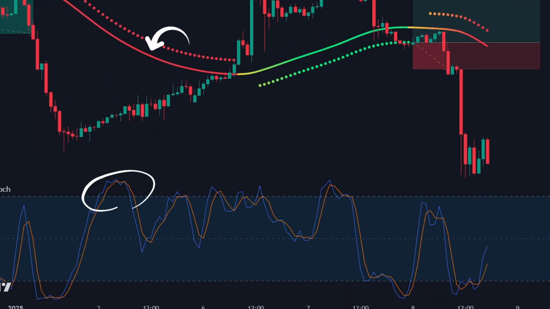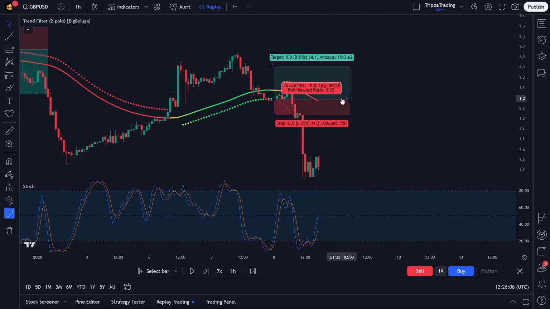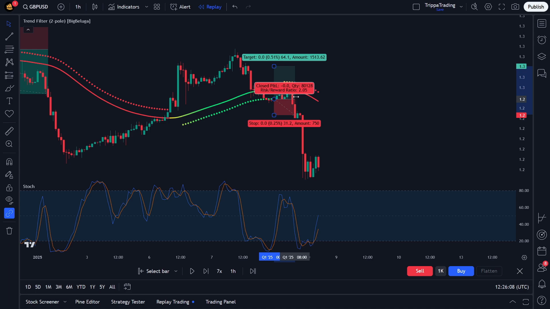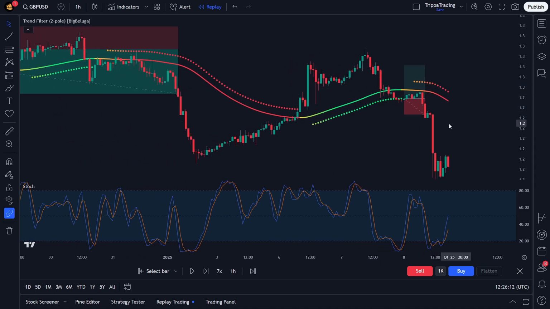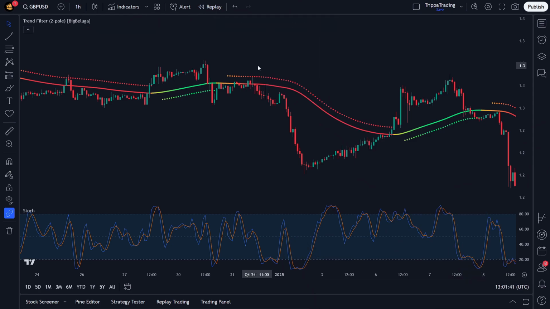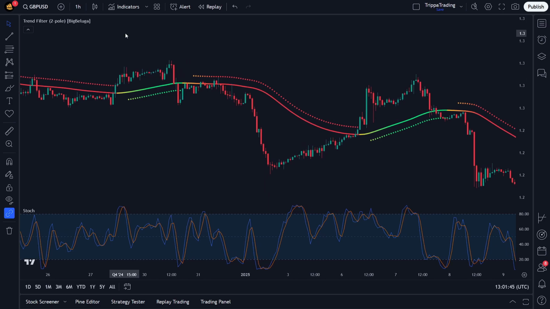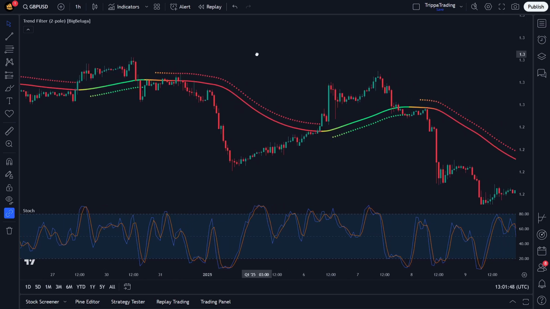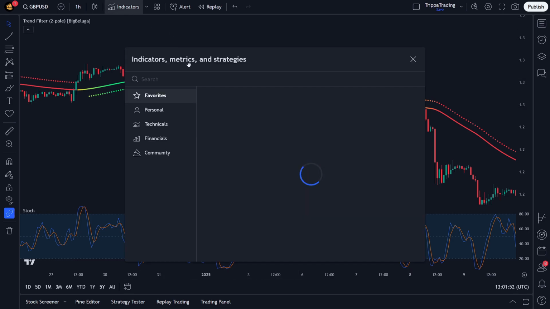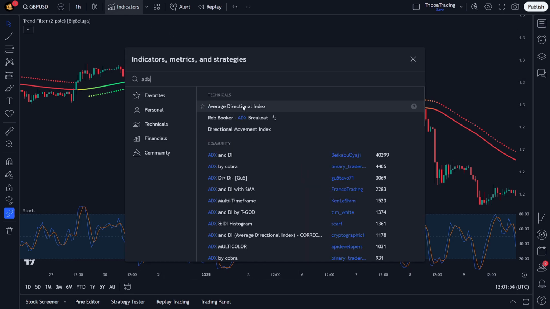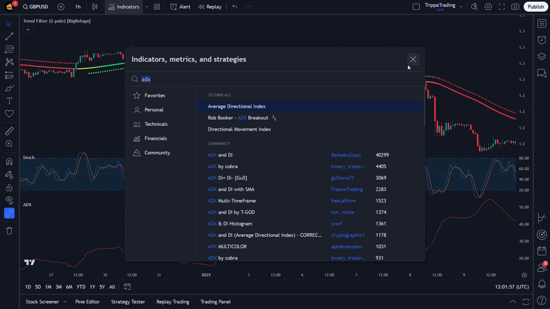However, right here we can see that we got valid sell signals which would have ended in a losing trade, and the strategy gave false signals here. So no strategy is perfect, and there will be false signals, especially during range-bound markets. To filter more false signals, you can use price action analysis. If the price struggles to break a key level, it's best to wait for confirmation of a breakout before taking the trade. You can also add the average directional index, also known as the ADX indicator, to identify trending markets.